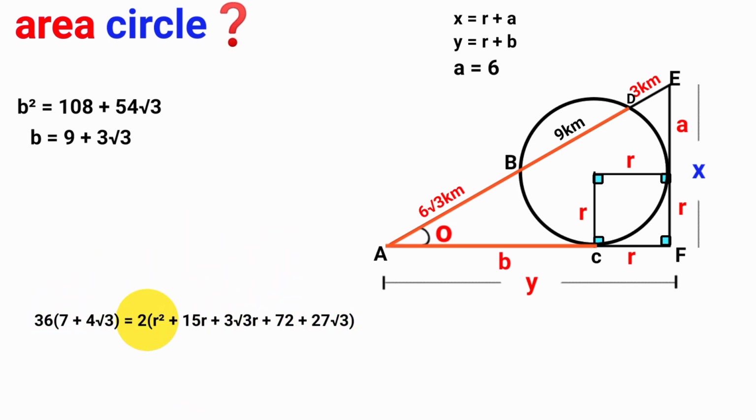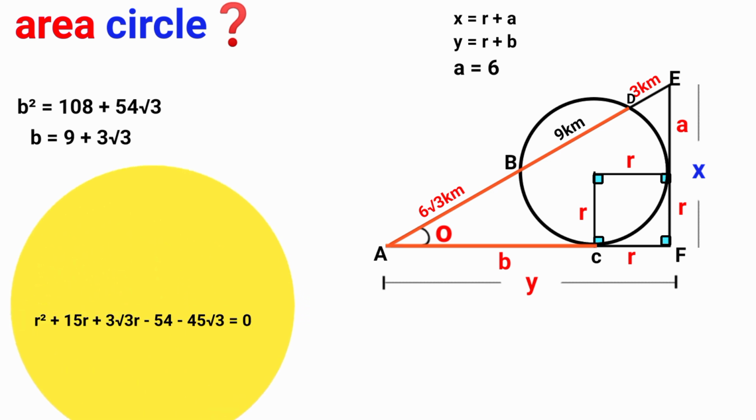This 36 divided by this 2 is 18. 18 times (7 + 4 root 3) is 126 plus 72 root 3. Take it to the left. Here 72 minus 126 is minus 54, and 27 root 3 minus 72 root 3 is minus 45 root 3. So r squared plus 15r plus 3 root 3 r minus 54 minus 45 root 3 equals 0. This is a quadratic equation. If you use the quadratic formula to solve, you'd get r equals 3 root 3. That is, the radius of this circle is 3 root 3 kilometers.